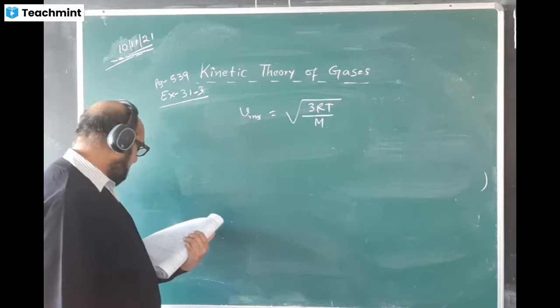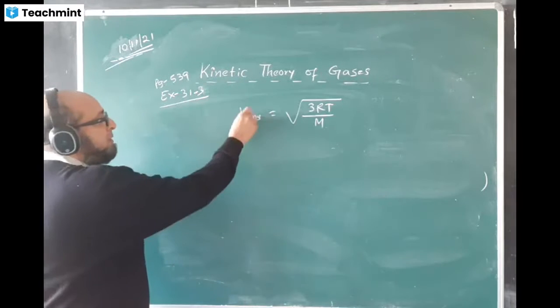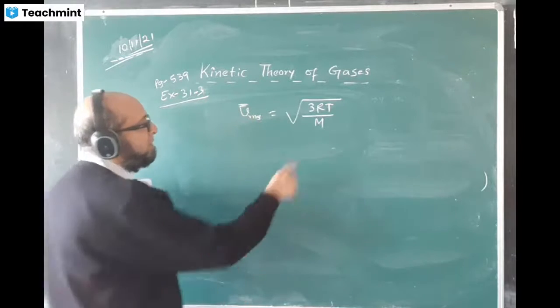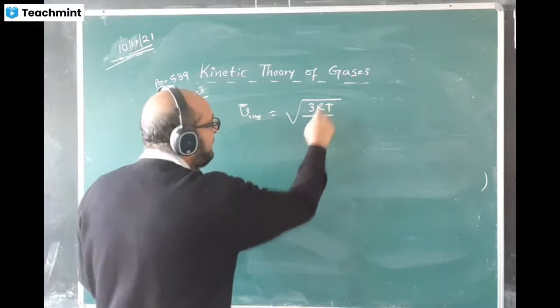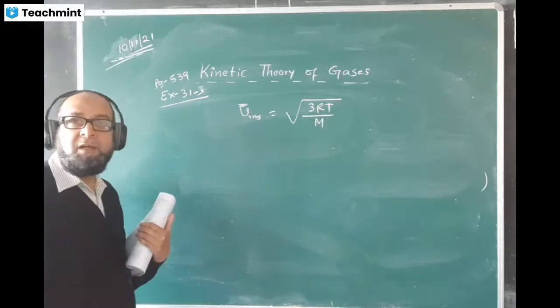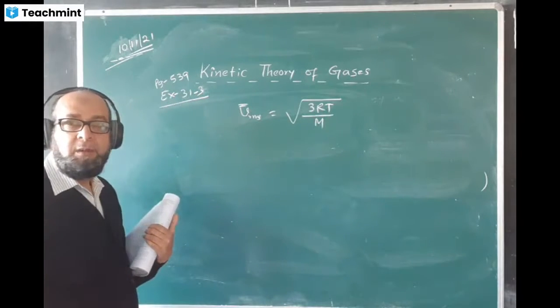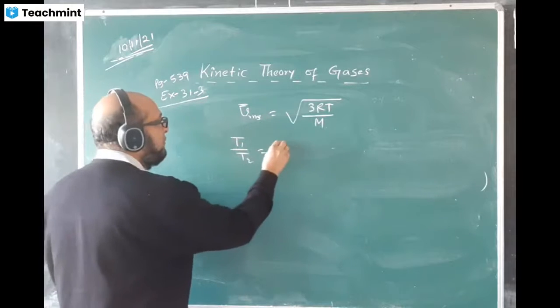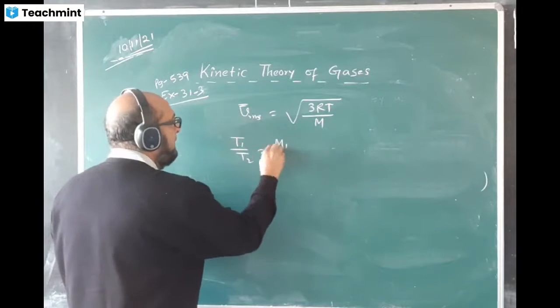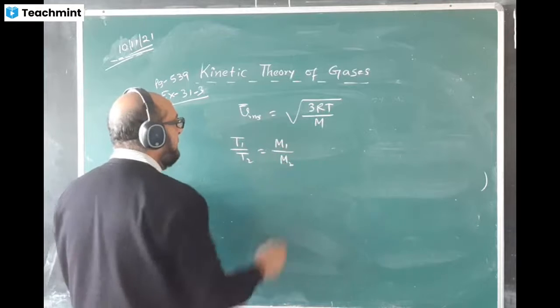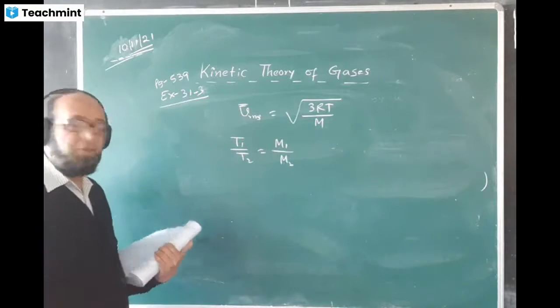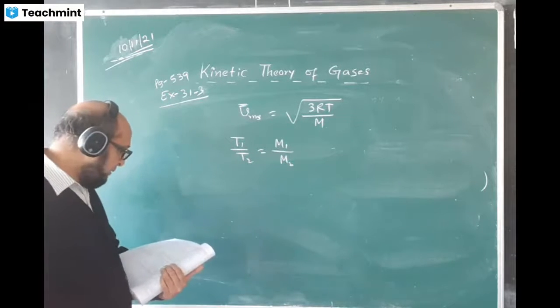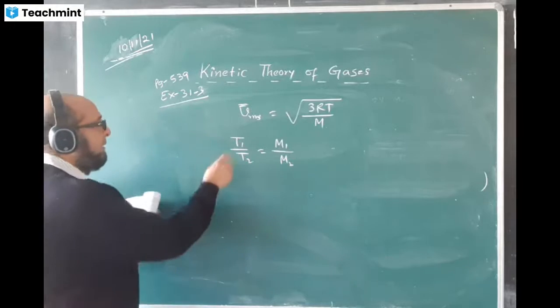In this formula you can see, this is constant. How are T and M related to one another? They are directly proportional. You can directly write the ratio as T1 by T2 is equal to M1 by M2. They are directly proportional. Now put the value and get the answer. Other things are constant.